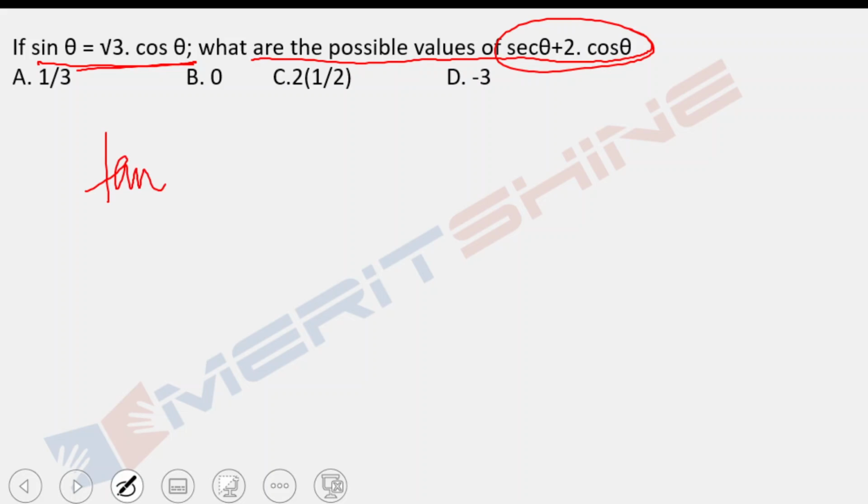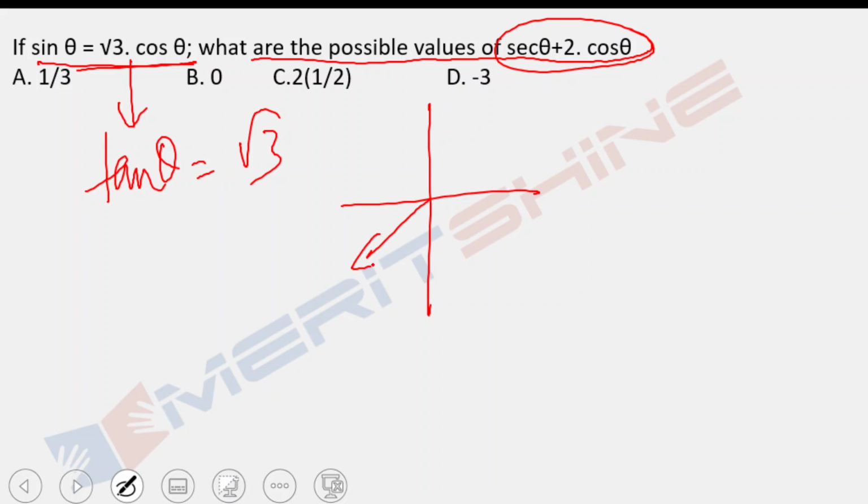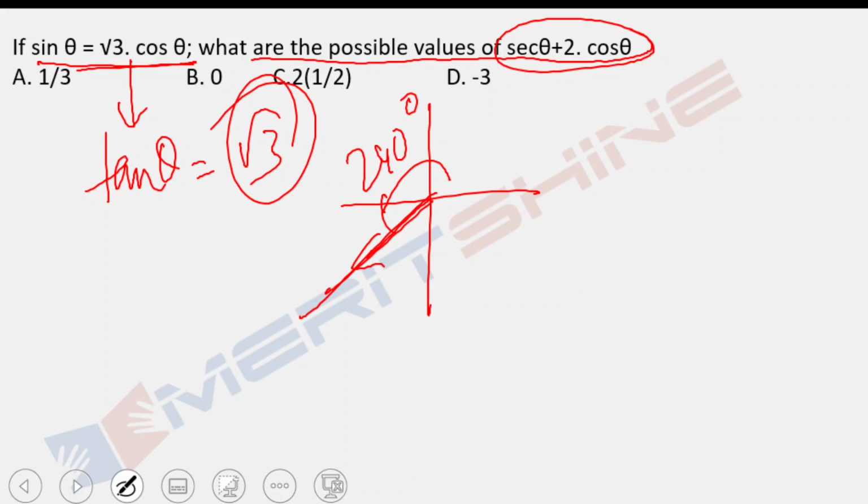Because from this we can say tan theta is equal to root 3. Now, you would jump to the conclusion that theta is equal to 60 degree. Yes, theta can be 60 degree, but theta can also be 240 degree, because then it would be in the tan quadrant where tan would also have a positive value. So we'll have to keep in mind both the values.